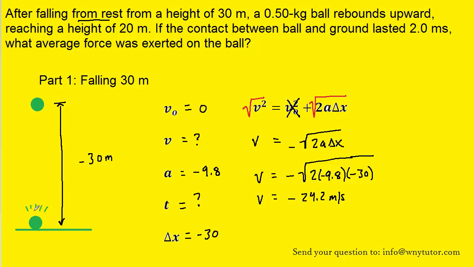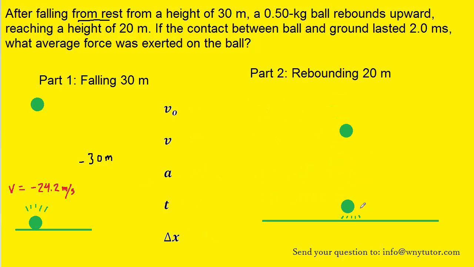And that's something we want to keep in mind, so let's label it on the picture. We'll come back to the importance of that velocity later on. Let's bring part 2 back into the picture. Recall that in part 2, the ball, which had just made contact with the surface of the ground, is now on its way rebounding up to the sky 20 meters.